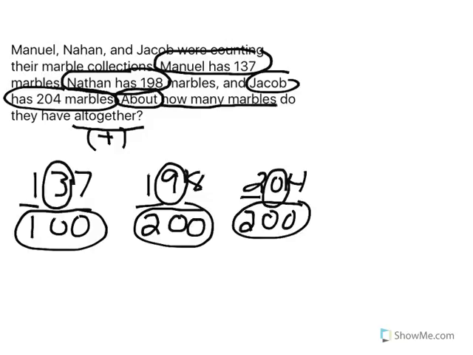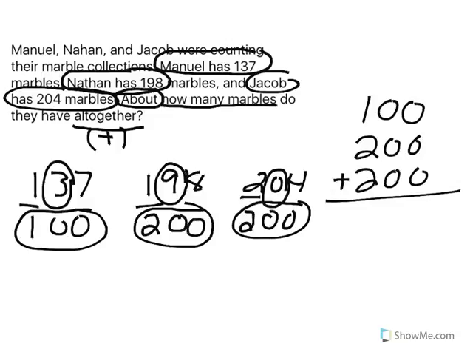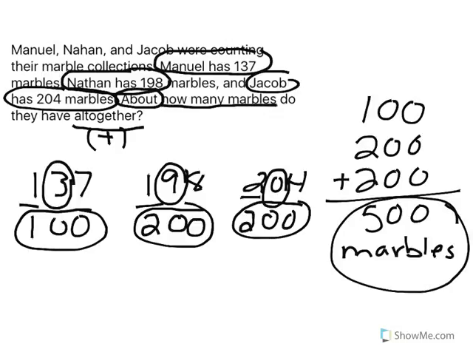Now I still need to put them all together because it asks how many marbles all together. So I'm going to take 100 plus 200 plus 200. 2 plus 2 is 4 plus 1 is 5. That tells me that they have 500 marbles altogether. Okay, make sure you have followed all of these steps. So here you can see that when I saw the word about, it signaled rounding, and I did my rounding first because that makes my operation of addition that much easier. All I had to do was add the 2, and the 1.